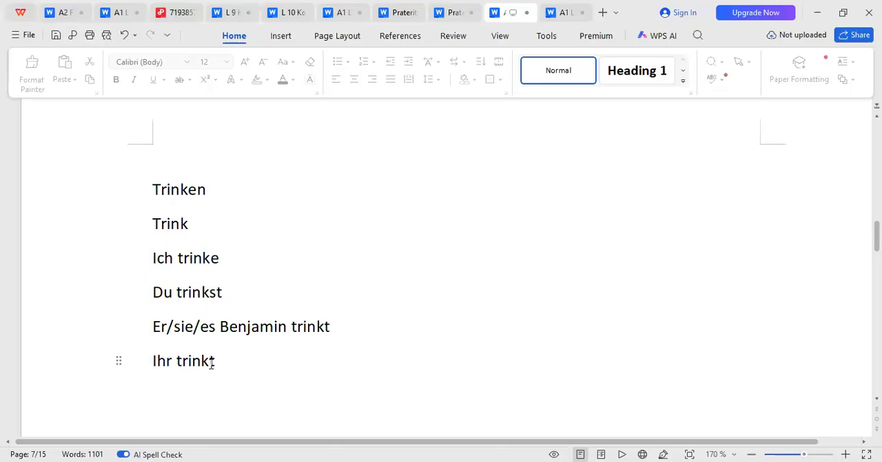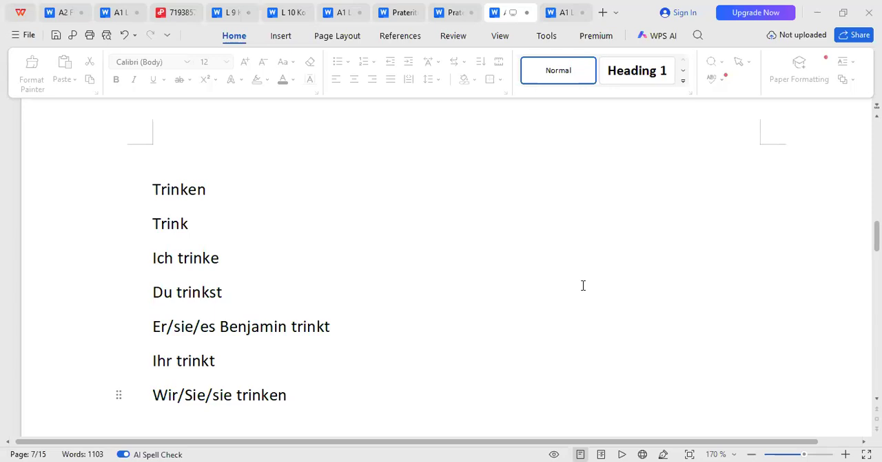Trinkt. Then you have the wir, which is we. Sie for the you formal, Sie. And then we have the sie for they. Just retain the verb the way it is. There is no rule here. The rule demands that you just retain the en, trinken. So ich trinke, I drink. Du trinkst, you drink. Er, sie, es, Benjamin trinkt. Ihr trinkt, wir, sie trinken. That is the rules of conjugation. And that is how you do it.